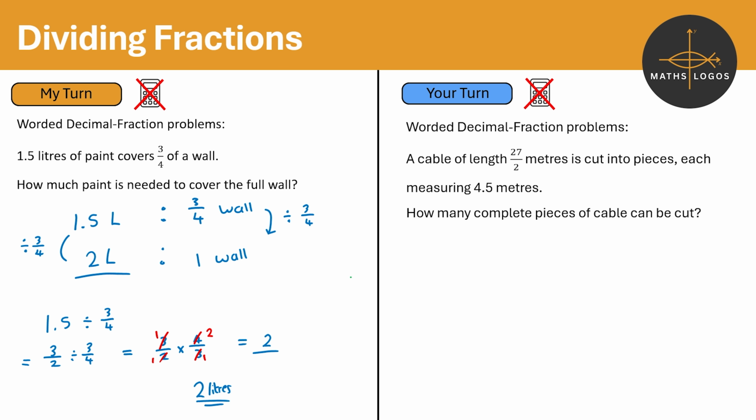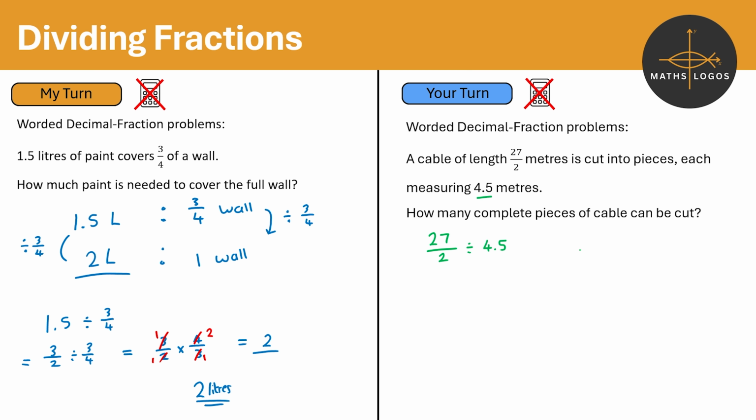Pause the video and give this question a go, and then we'll go through it. A cable of length 27 over 2 meters is cut into pieces, each measuring 4.5 meters. How many complete pieces of cable can be cut? What we're really asking here is how many times does 4.5 go into 27 over 2? And that can be represented by this calculation, 27 over 2 divided by 4.5. In other words, how many times does the short piece of cable go into the long piece of cable?